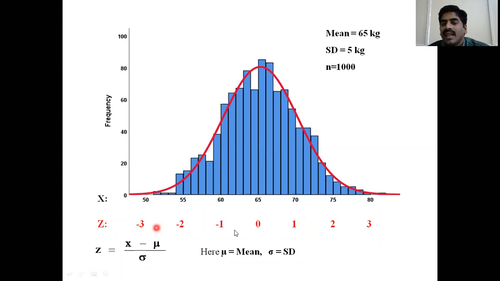But this x-axis should be the same. If you take the original normal distribution, the x-axis will differ. If you take weight, these values are different. If you take height, these values are different.